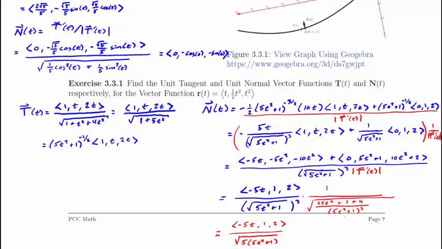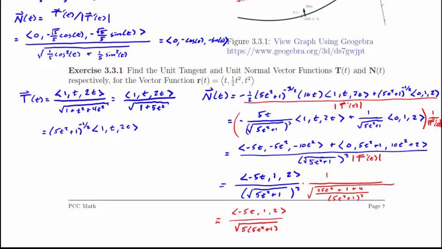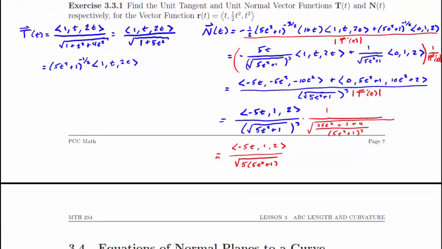And then this is nice. When I take the square root of this denominator, when I take the square root of 5t squared plus 1 all cubed, that'll cancel with the denominator that we had in the first fraction that was being multiplied. So those cancel, and then the 25t squared plus 1 plus 4 simplifies down to be 5 times (5t squared plus 1). So our final answer is the vector -5t comma 1 comma 2 all over the square root of 5 times (5t squared plus 1). All right, so I really hope your algebra is getting better. All right, let's go ahead and move on.